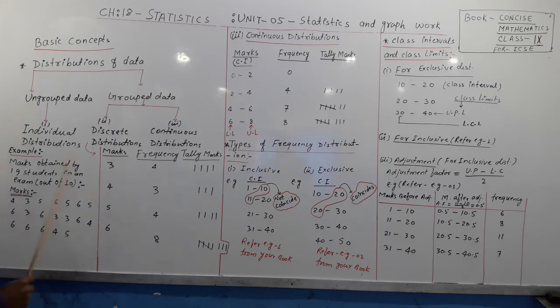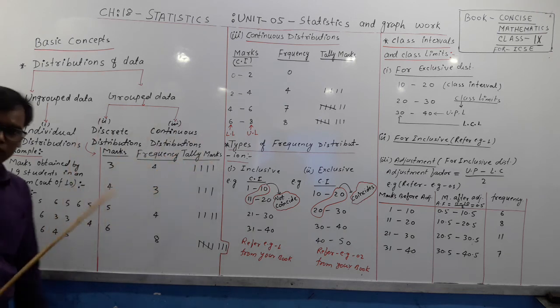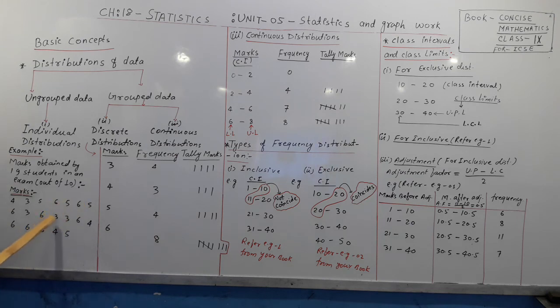Is it clear? Now, how to convert these individual distributions into discrete distributions? We have three columns: the marks, the frequency, and the tally marks. There are many students who obtained 3 marks out of 10. We arrange marks from smallest to greatest. The smallest mark here is 3, so first we write 3, then 4, then 5, and then 6.